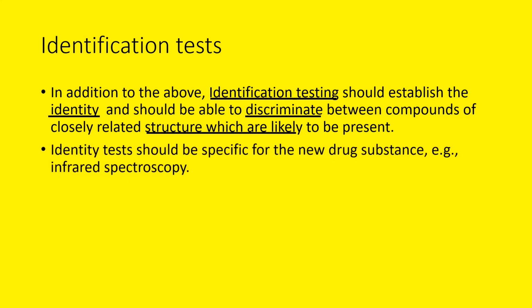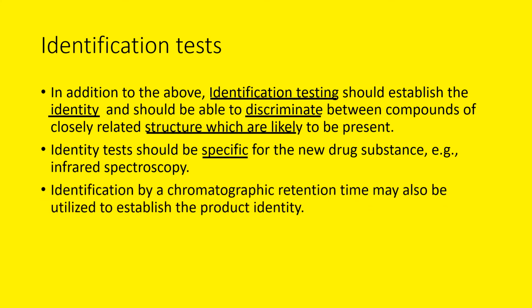Identity tests should be specific for the new drug substance. Example, infrared spectroscopy. Infrared spectroscopy identification is one of the important tools to identify the compound clearly. Identification by chromatographic retention time may also be utilized to establish the product identity. So chromatographic identification is also a specific test to the compounds under a set of conditions.